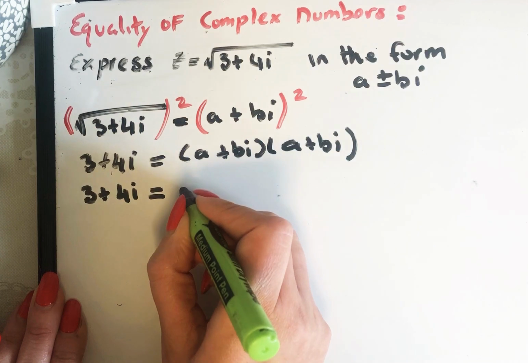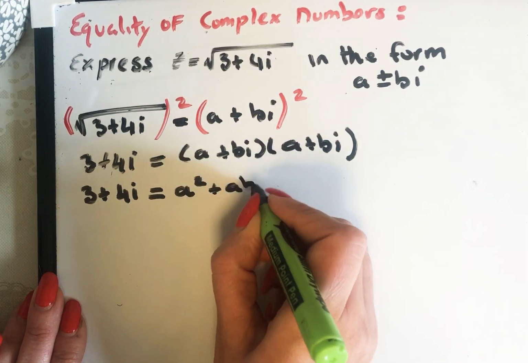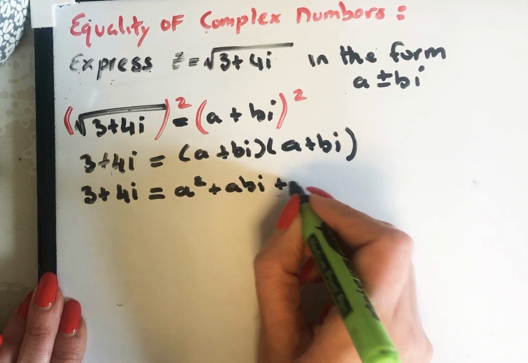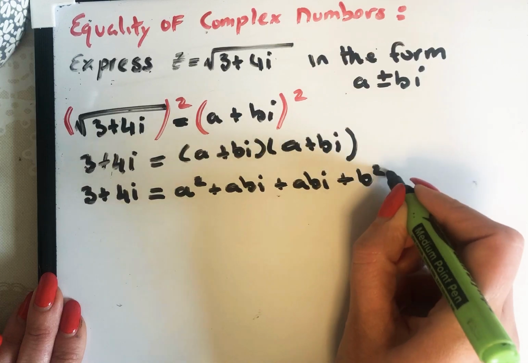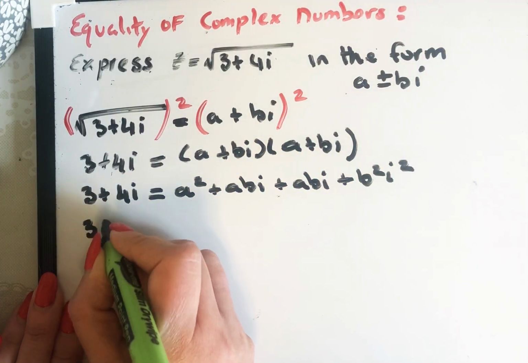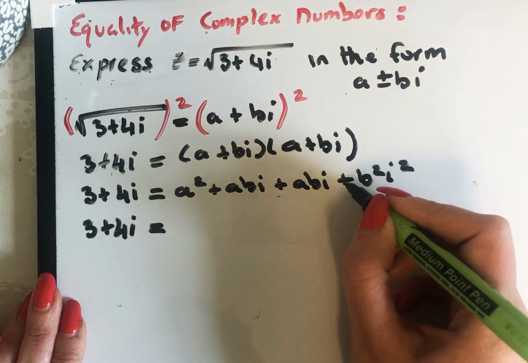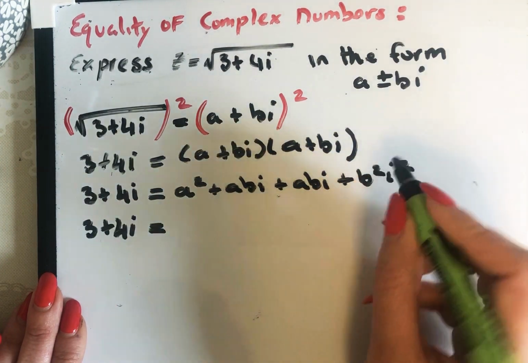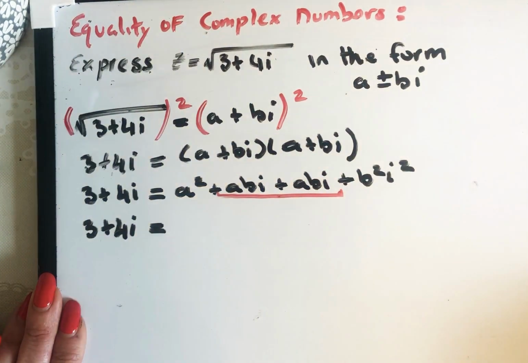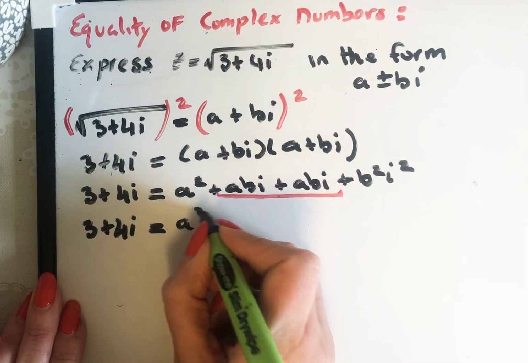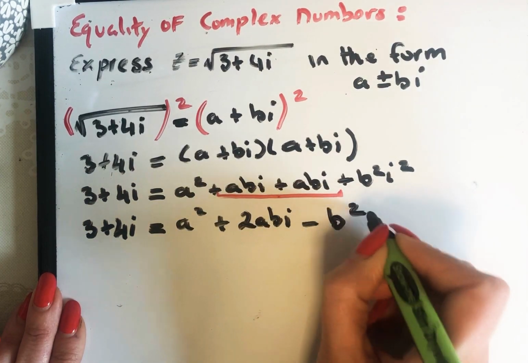So a by a is a squared. A by bi is abi. bi by a is another abi. And then bi by bi is b squared, i squared. We know that i squared is negative 1, so we can replace this with minus b squared. And we're going to add our two abi's here in the centre as well. So we have a squared plus 2abi minus b squared.